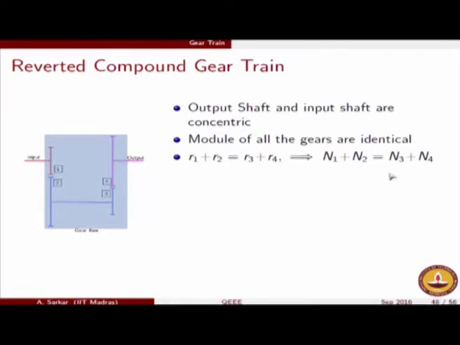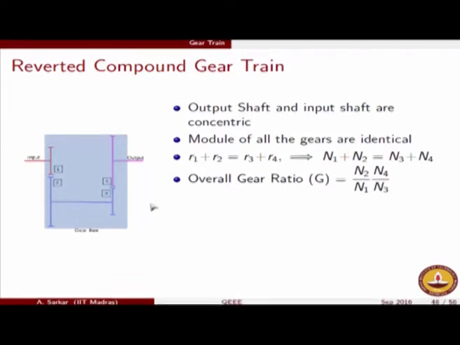So this is what I meant when I said that there are some advantages in terms of simplicity of the formulas that we will use, and the analysis becomes simpler if the module of all gears is chosen identical. So if we know the number of teeth in 3 of these gears, the number of teeth in the 4th one can be very easily determined, and there exists such a nice compact relationship between the number of teeth in all these 4 gears: N1 plus N2 is equal to N3 plus N4.